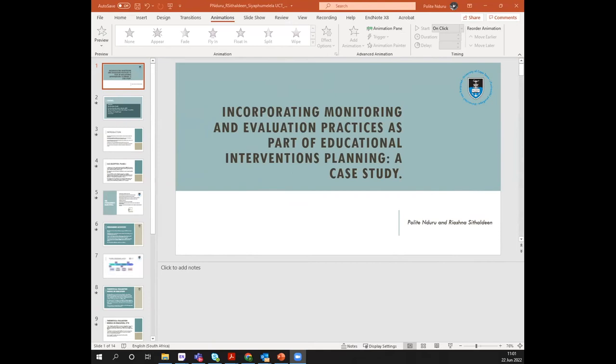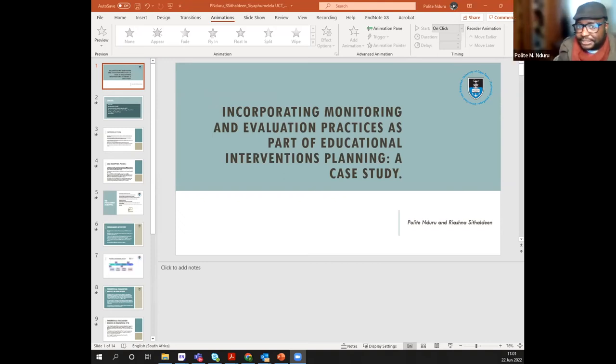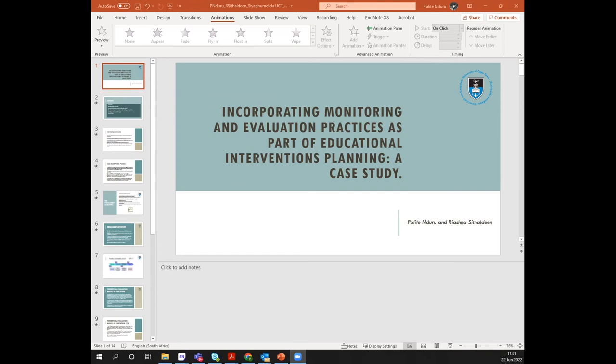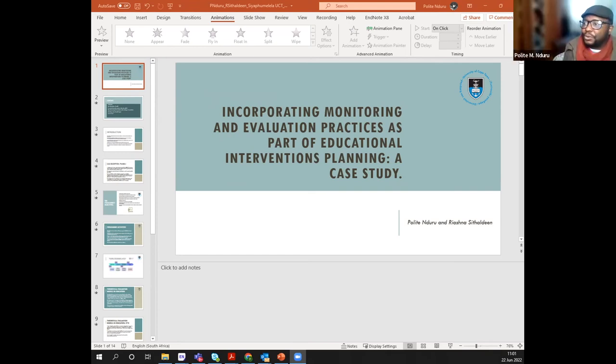Can I ask then, Polite, a lot of universities have got very restricted resources. How resource intensive is this kind of intervention? Are you meaning the Pambili intervention or looking at evaluation? The Pambili intervention, yeah. So I think for UCT, I'll ask the other colleagues to also chip in.